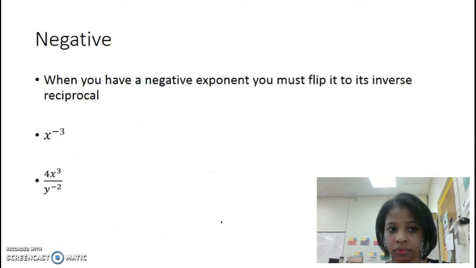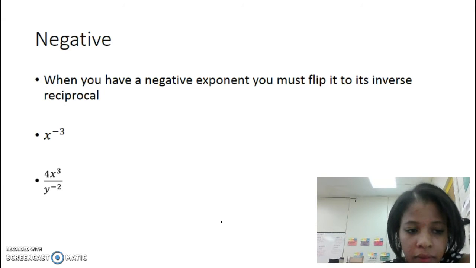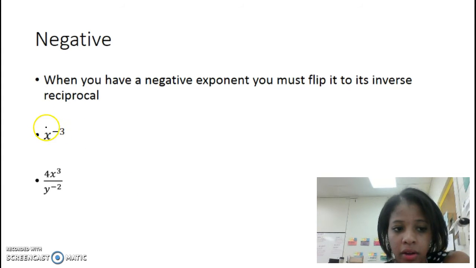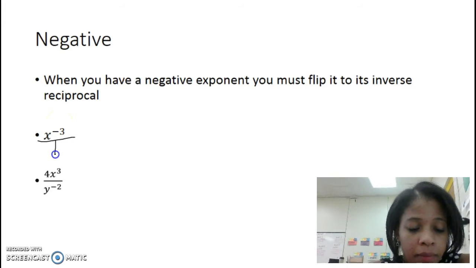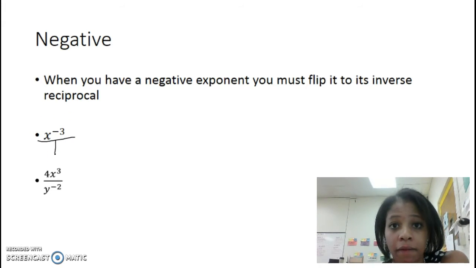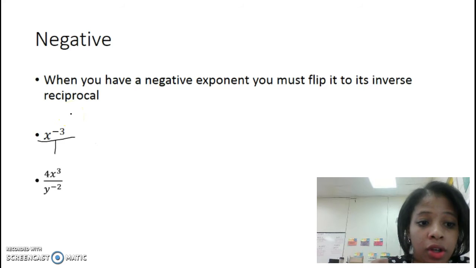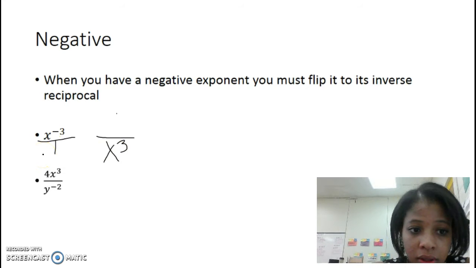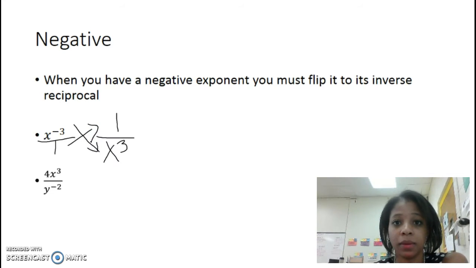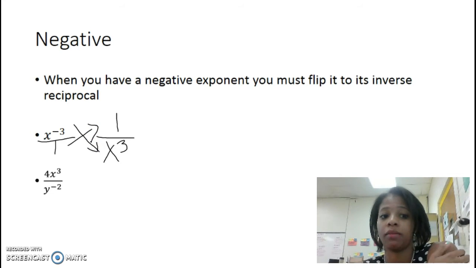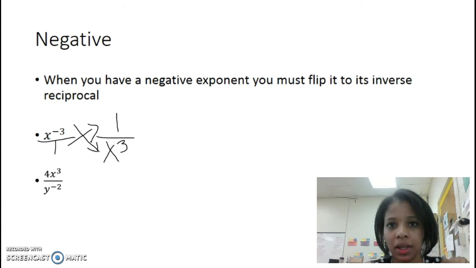Next one, negative. Whenever you have a negative exponent, you have to flip it to its reciprocal. If you just have a number and no fraction, it's over 1. So if I have x to the negative 3rd, when I flip that, x becomes x to the positive 3rd, but it goes on the bottom now, and that invisible 1 is what goes on top. Everything just flips, and after you flip it, you should only have positive exponents. That's the whole point of flipping it, to get rid of negative exponents.